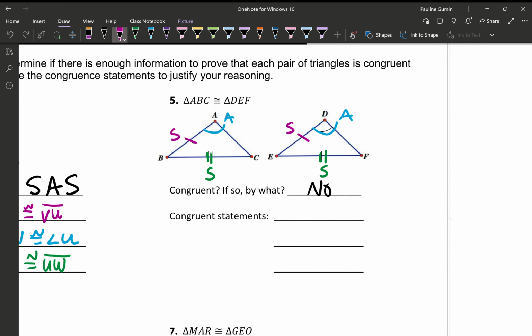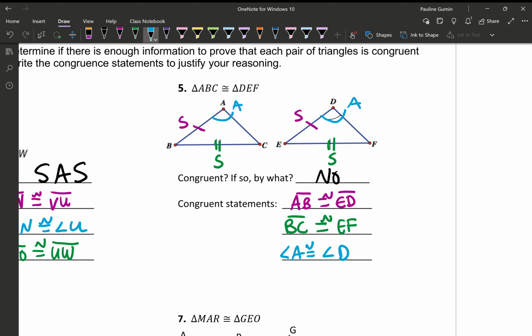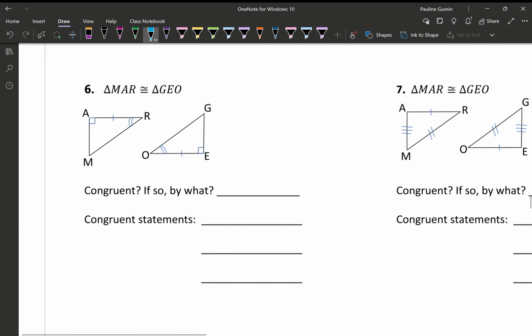All right. We have AB congruent to ED with our single ticks. We have our double ticks. BC is congruent to EF. And we have our angles. We have angle A congruent to angle D. Unfortunately, they're not congruent triangles, but they do have some congruent pieces.